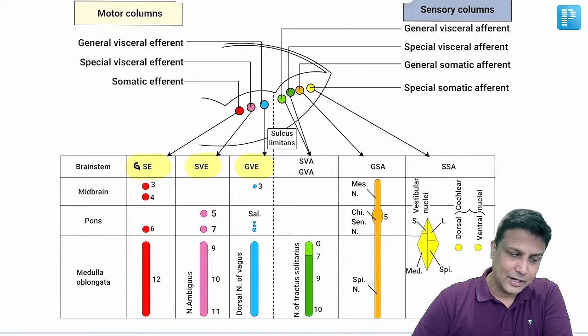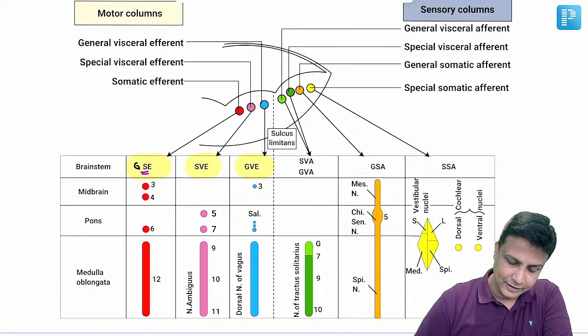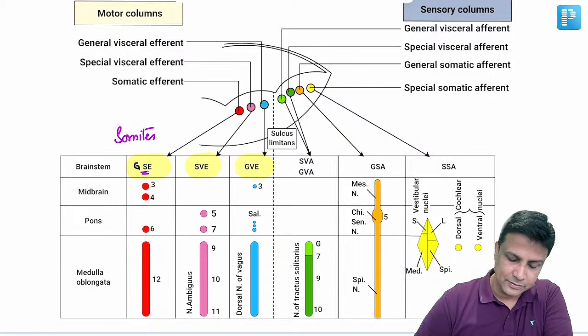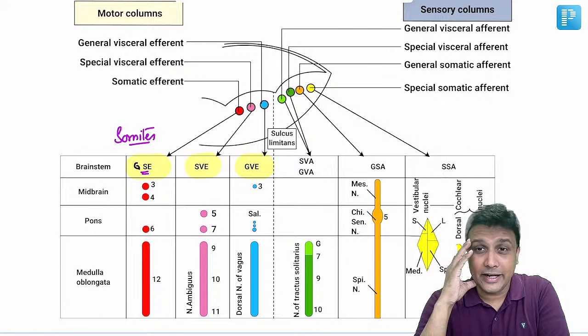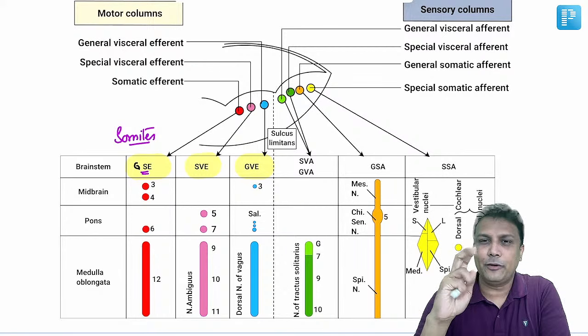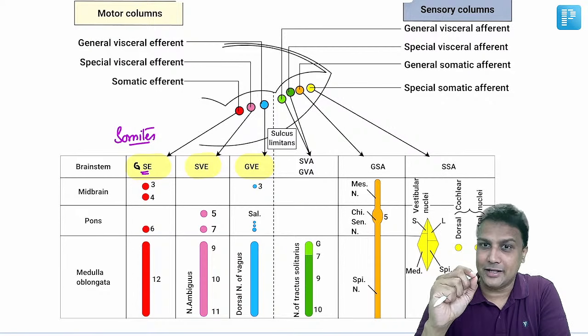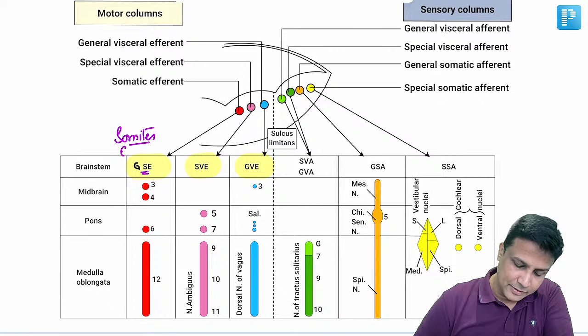Now, you actually have to catch the important word here. The important word here is general somatic efferent. Somatic efferent means it will be supplying the muscles which are derived from somites. Remember, in our head and neck there are two groups of muscle which are derived from the somites: extraocular muscles and tongue muscles.